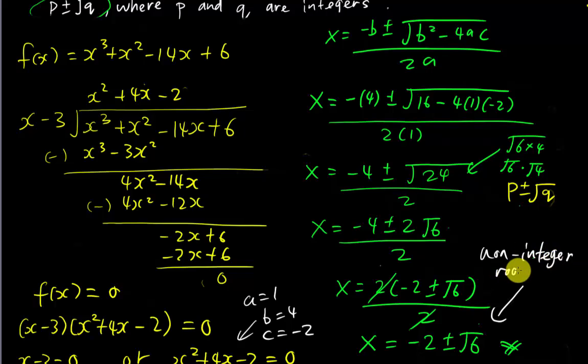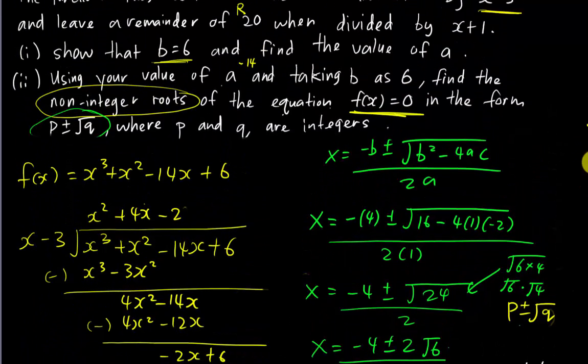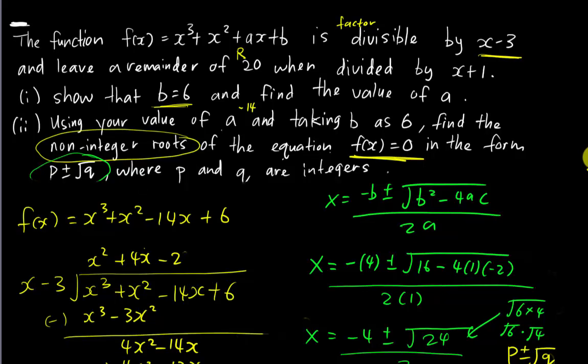Okay, root basically just means the answer of x. That means you have two answers, negative 2 plus square root 6 or negative 2 minus square root 6. You have two answers. Alright, yeah, this is how we solve this kind of question. Okay, so it's not too difficult.